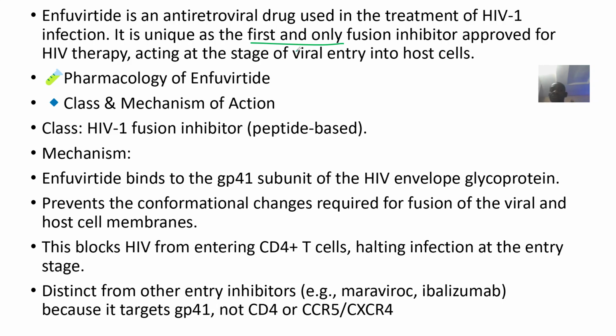Looking at the drug profile properly, it is an HIV-1 fusion inhibitor. Enfuvirtide binds to the GP41 subunit of the HIV envelope glycoprotein. It will prevent some changes that would have made the HIV virus able to bind to the cell membrane. Do you understand? So this will block the HIV from entering the CD4 T-cells, which are very important for your immune system. It will halt the infection even at the point of entry. So it's a fusion inhibitor. It's a very good drug, right?